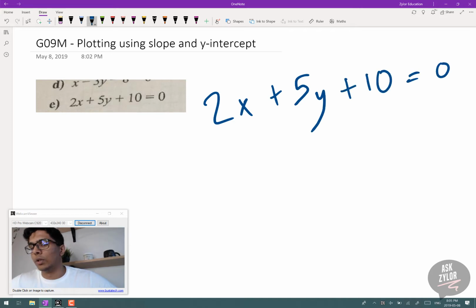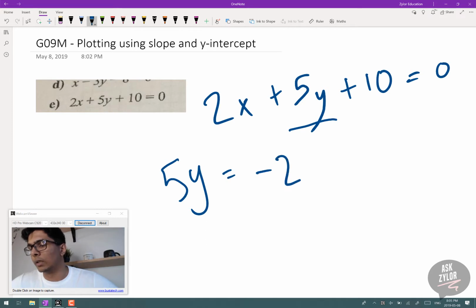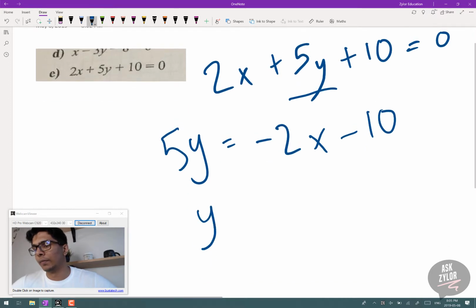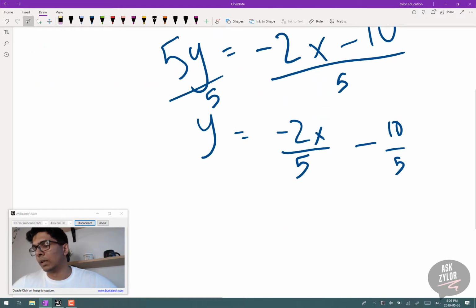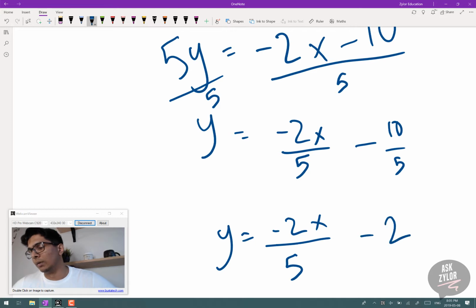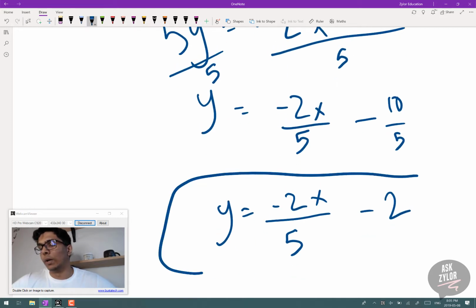So the first step we should do is turn this into the slope y-intercept form. Right? So we're going to isolate for the y. So we have 5y is equal to, we bring the other two terms to the other side, negative 2x minus 10. Then we're going to divide both sides by 5, which gives us negative 2x over 5 minus 10 over 5, and that can be simplified to negative 2x over 5 minus 2. So now this is the slope y-intercept form, right?